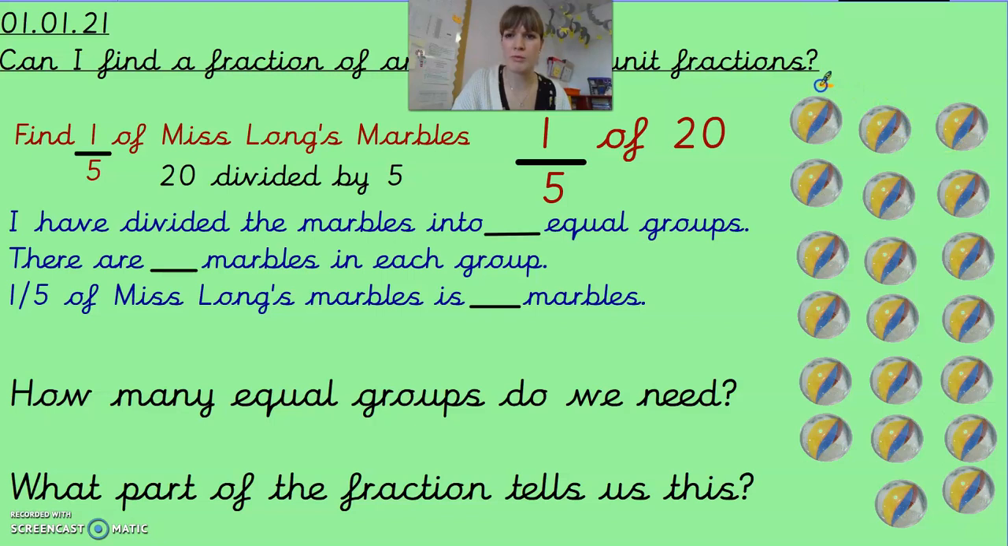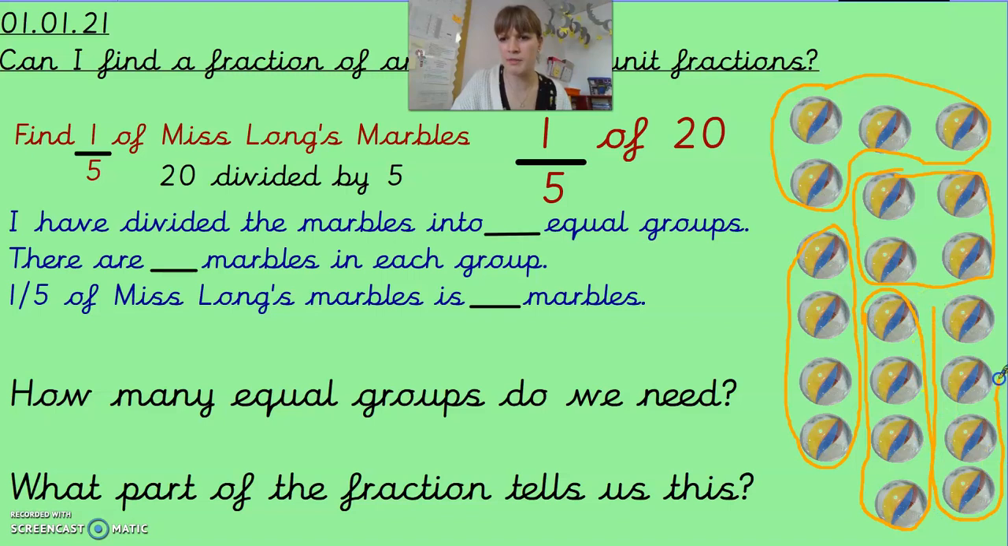I'm just going to quickly group my marbles. So I've got one group here. Do you know how many groups I've got? So that's one group. So it should be 4 in each group, like so. There we go. So what is 1/5 of 20? Shout out for me, everybody. Well done. If you shouted out, it equals 4.